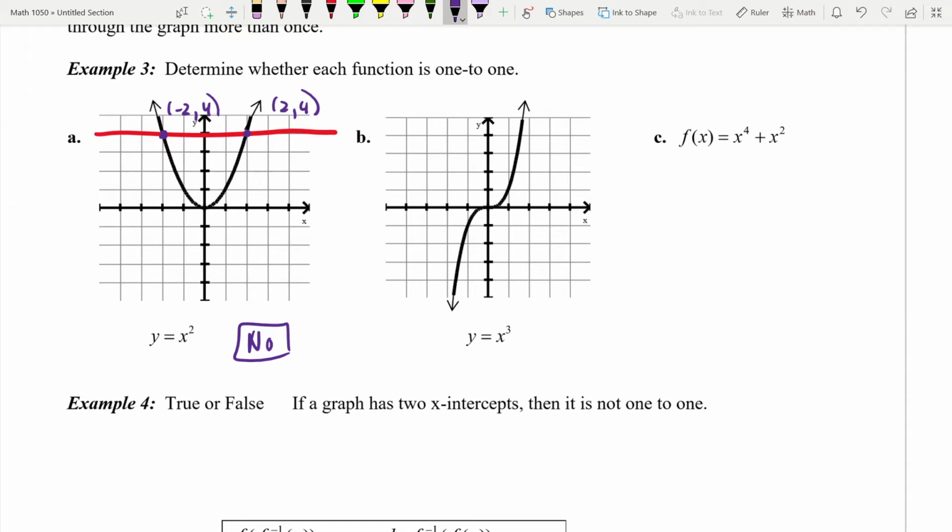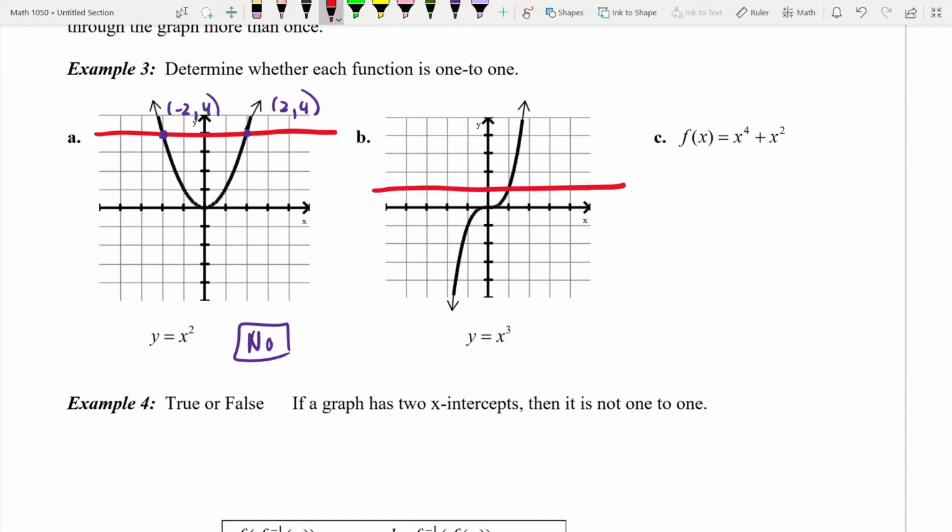No, but I'm trying to show you that if a horizontal line hits 2 points, the y values are the same, so it fails. It's just like a function is the vertical line test, 1 to 1 is a horizontal line test. Okay, so look at question B.